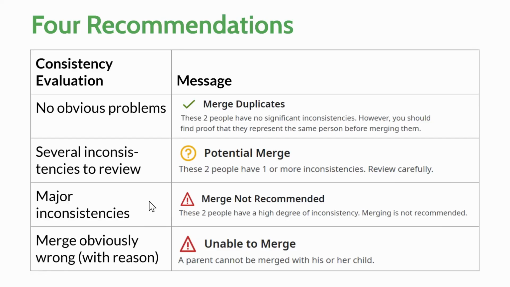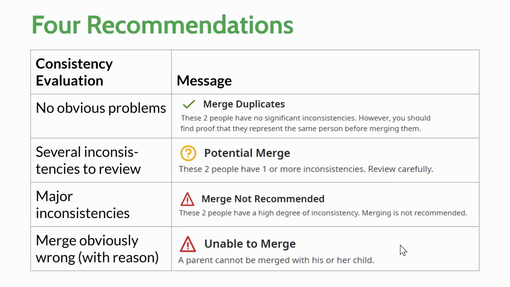Some profiles will have major inconsistencies, and in that case, FamilySearch says merge not recommended. And what I love on the merge screen is they will actually point out the inconsistencies, yellow boxes for minor inconsistencies and red boxes for significant inconsistencies.